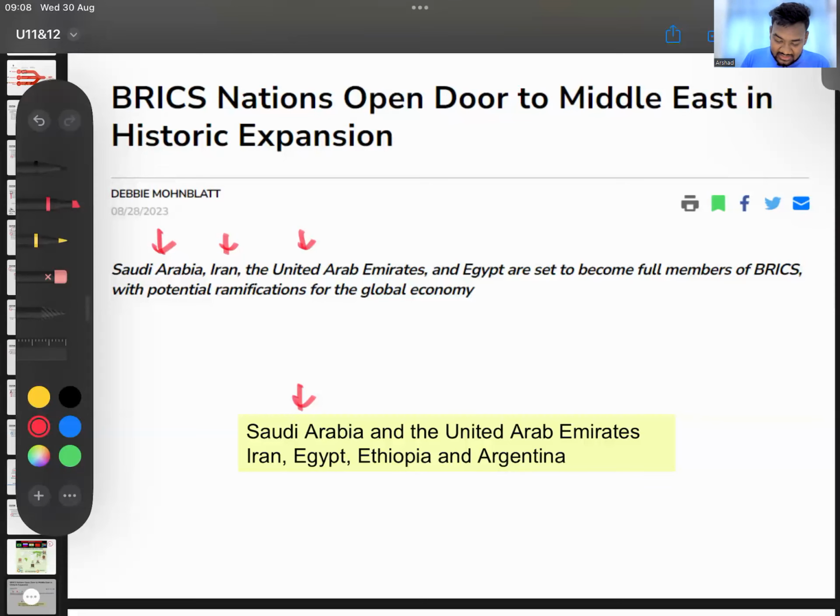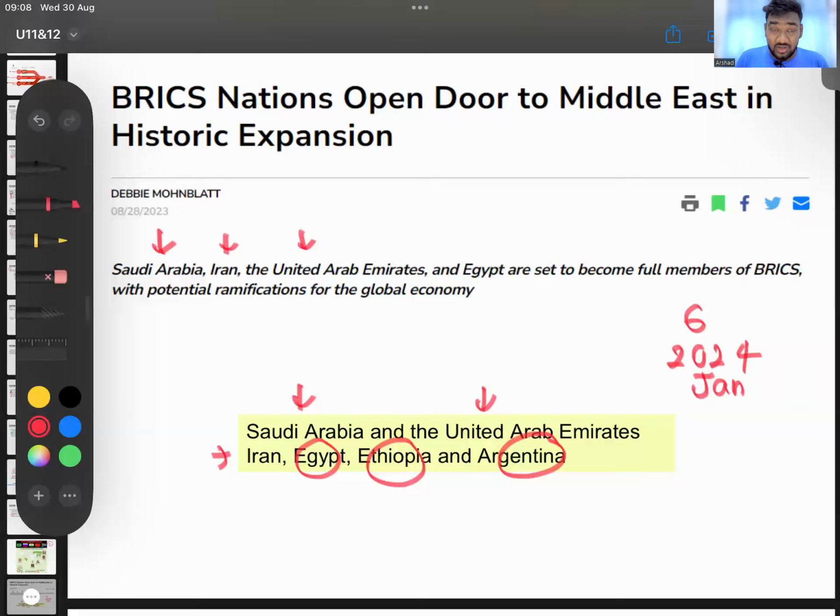Okay, along with Saudi, UAE, and Iran, there is Ethiopia and Egypt, and Argentina. So 6 more countries are going to join BRICS if I'm not mistaken, right? I don't know if there will be delays or not. For now, they are estimated to join by 2024 January. So have that in mind. Can be a question in your paper.